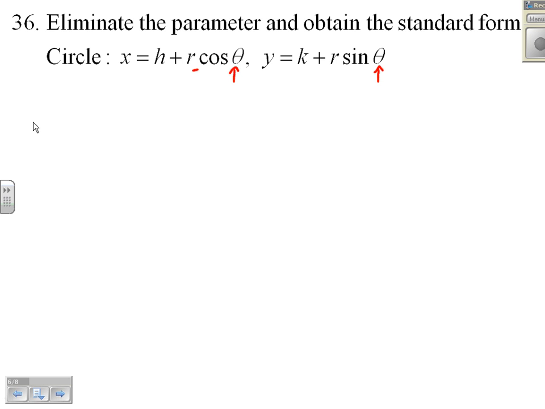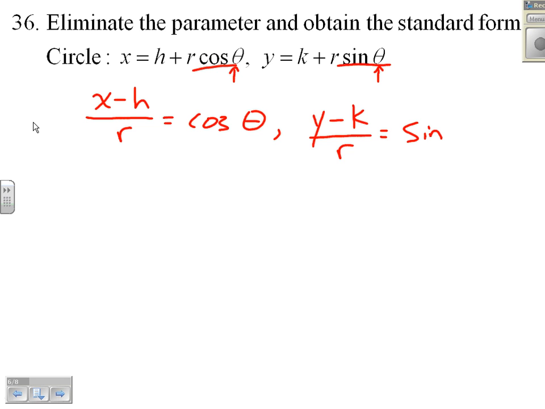So again, we're dealing with a cosine and sine. If I could combine those squared, cosine squared plus sine squared, then I could get 1. So I'm going to solve for cosine of theta. That is x minus h on r is cosine of theta. I'm going to solve for sine of theta. That is y minus k on r is sine of theta. And I'm going to square both sides of the first equation, square both sides of the second equation, and I'm going to add my equations together.